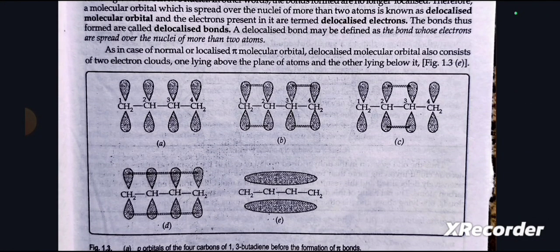As in the case of normal or localized pi molecular orbitals, delocalized molecular orbitals also consist of 2 electron clouds, one lying above the plane of atoms and the other lying below it. Figure 1.3e.